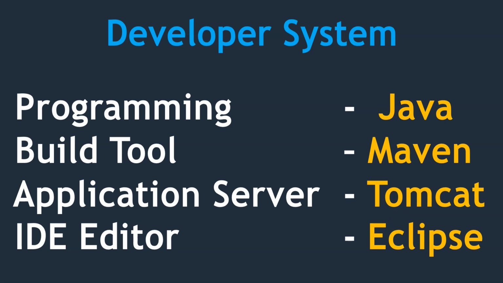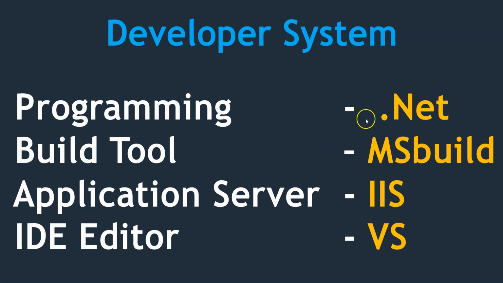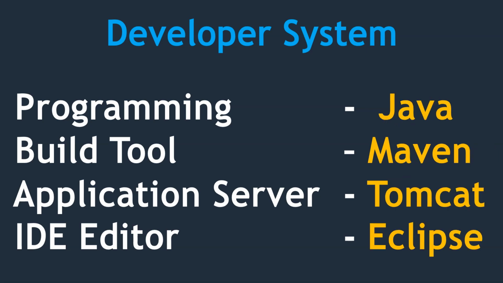If he is a .NET developer, then programming language is .NET, build tool MSBuild, application server IIS, IDE editor Visual Studio. So this is for .NET developers. Like this, they can change these tools depending upon which language they are working on. But as I said, just think that I am a Java developer. So these packages I have already installed on my system. Let me go and show you.